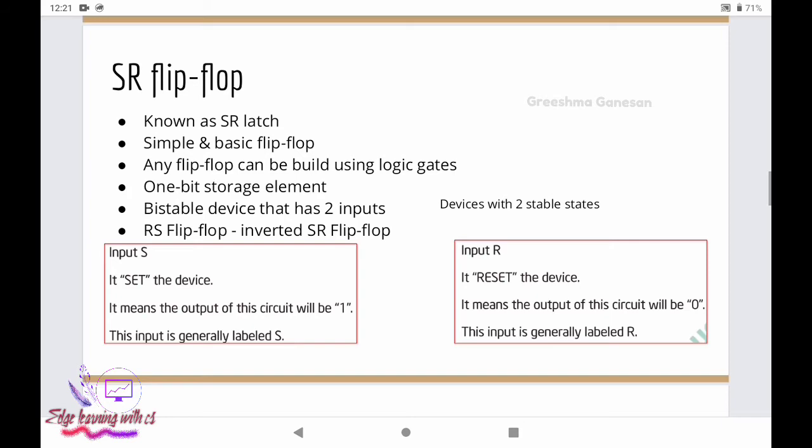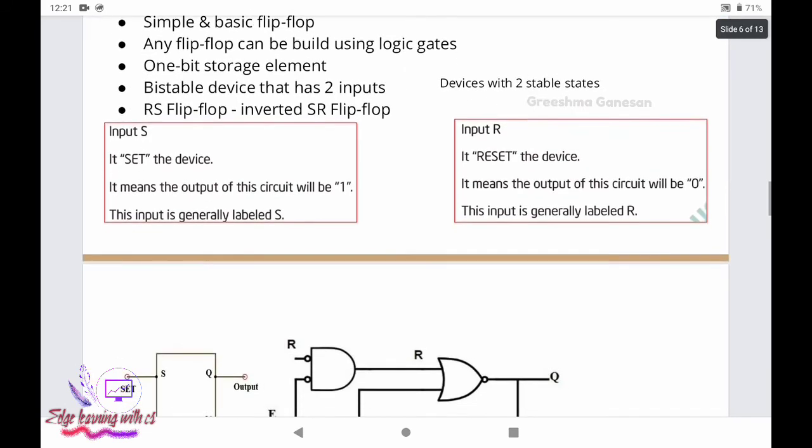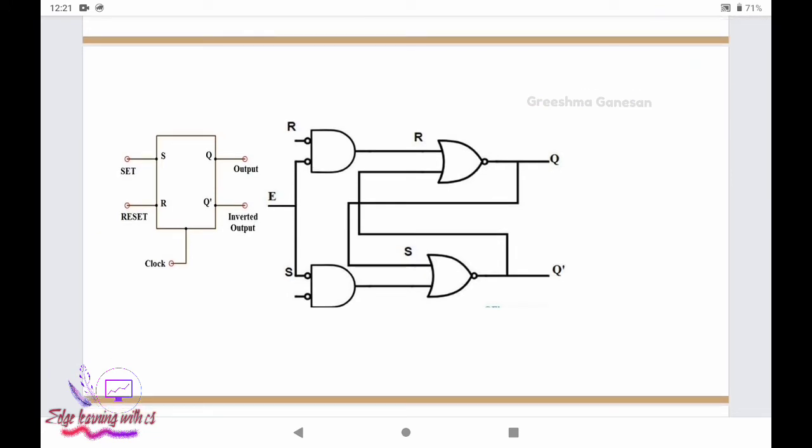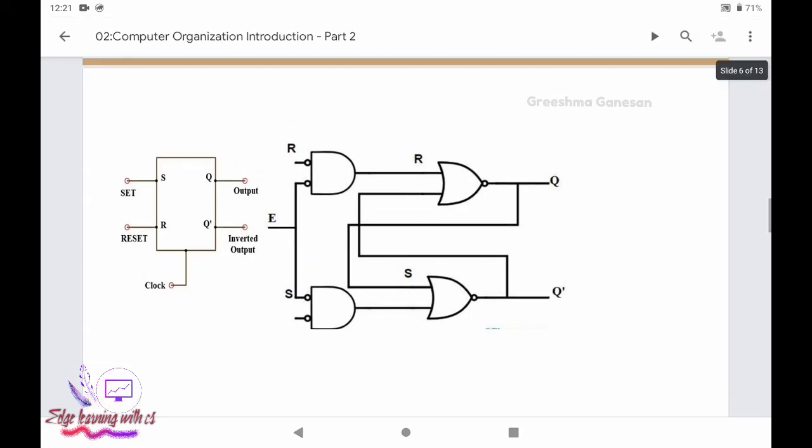So we have two inputs in the SR flip-flop. That's why we call it a bistable device. What are the two inputs? The first one is S and the second one is R. You can see the detailed diagram here. We are inputting two values. First is S, which stands for setting the device, and the next input is R, which stands for resetting the device.